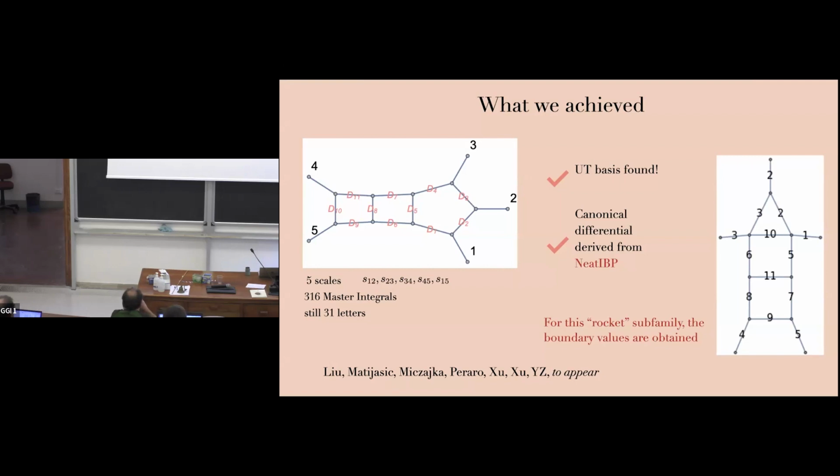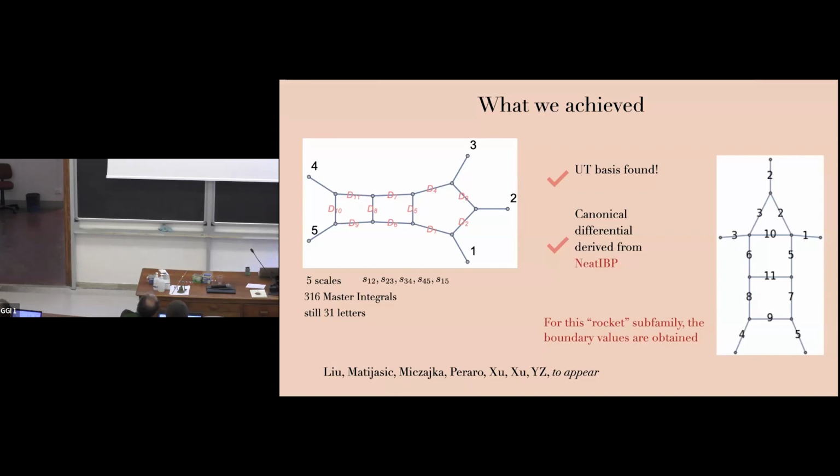We tried all this kind of commercial software, Kira or FIRE, and they simply don't work for this kind of thing. Especially for FIRE, if you just enter this diagram, you immediately get an error message because you have too many ISPs for this case. It's beyond the index system. For Kira, we simply cannot run it. So we used our package, NeatIBP.